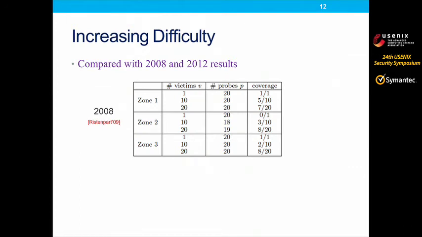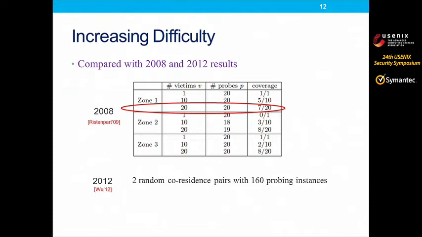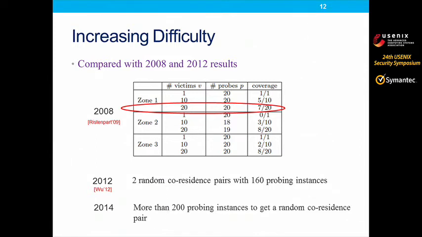In 2008, as we can see, it was extremely easy to achieve coresidence. With only 40 instances deployed, we can achieve 7 or 8 pairs of coresident ones. And in 2012, another study claimed that on average, they can get 2 random coresident pairs with around 160 probing instances. In contrast, in our work, the attacker needs more than 200 probing instances to achieve such coresidence with a similar attack procedure. Such a comparison means that achieving coresidence in EC2 has become more and more difficult.